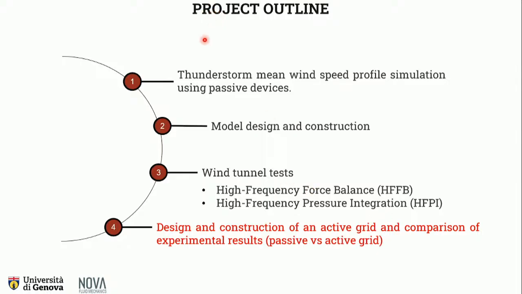So the project is organized in these 4 steps. At first, we simulated nose-shape profiles in the wind tunnel with this passive device. Then we designed and built the models of the buildings. We performed wind tunnel tests. We preliminarily analyzed the results, and then the last phase of the project is the design and construction of an active grid and performing new wind tunnel tests in order to compare the results with an active grid with the passive grid. And this part of the project is still ongoing.